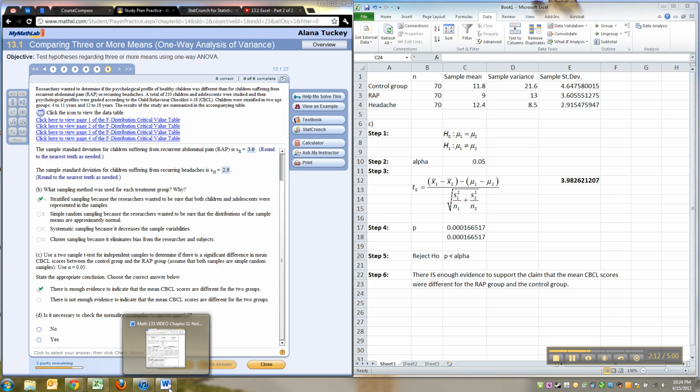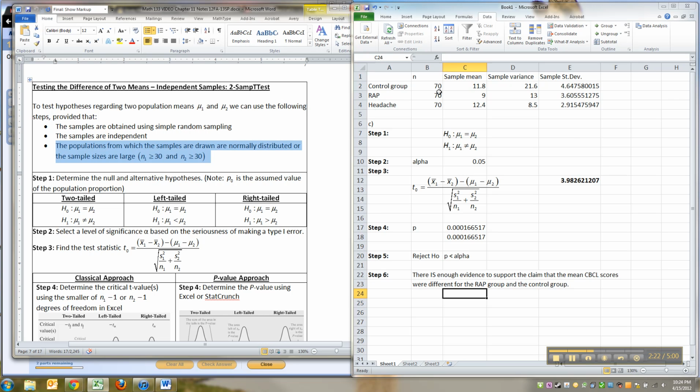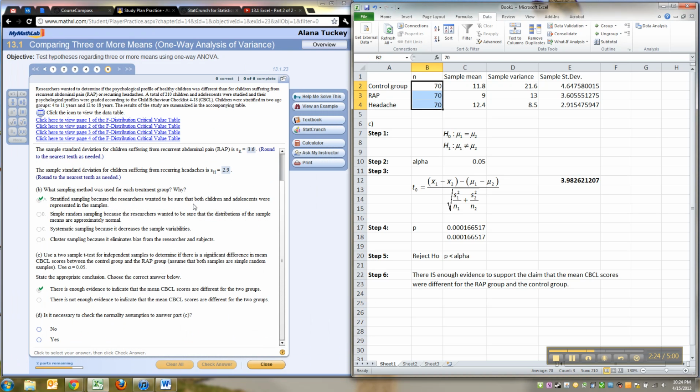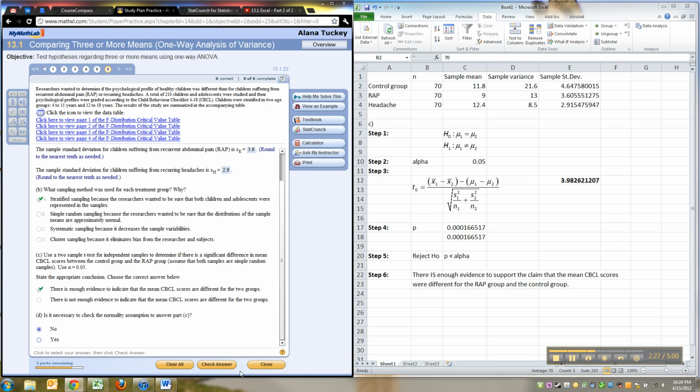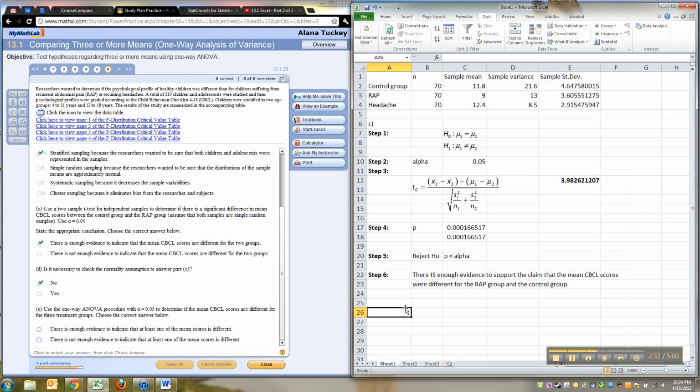Is it necessary to check normality? No. The reason being, here, the populations are drawn normally distributed, or the sample sizes are large. So our sample sizes were all 70s, right? So big fat no. There we go. And I can even write it down here if I wanted. So D, the answer was no, because the sample sizes were all greater than 30.